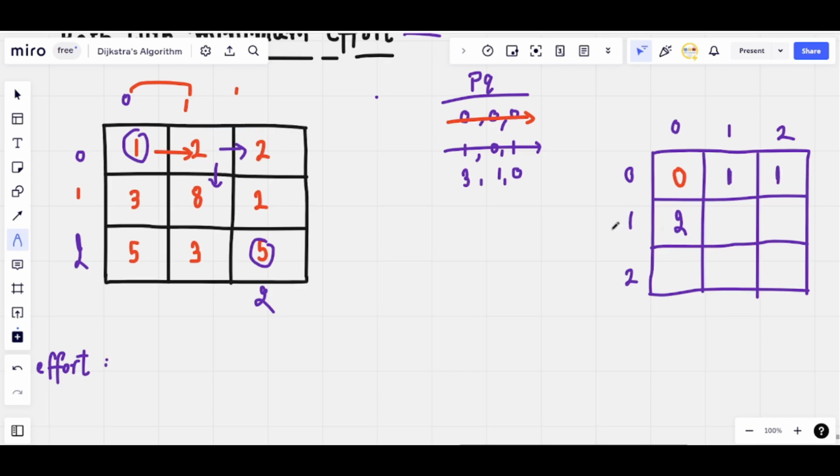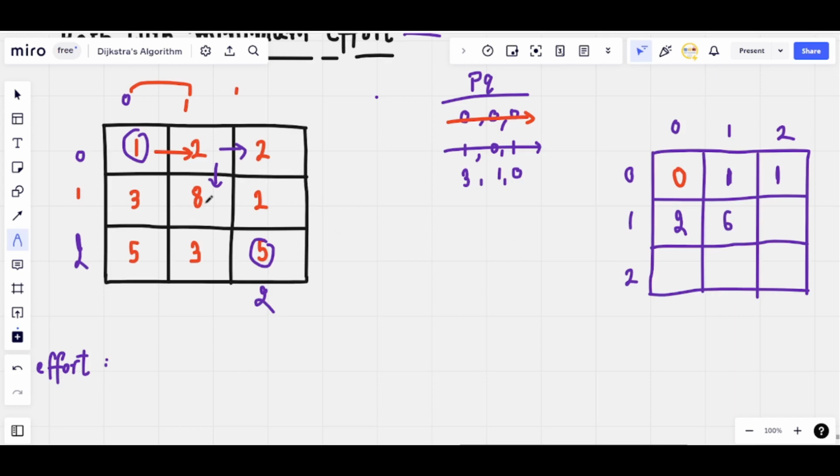Okay. Now to reach cell 1 1, the effort would be for this transition 8 minus 2, that is 6. Is 6 better or greater than the effort for the parent cell? Yes, 6 is greater than 1 here. We have 1 here and 6 is greater than 1. So we will update this cell with 6, because we want to find the maximum effort that has been taken to reach a particular cell.